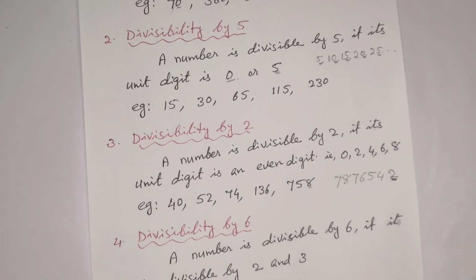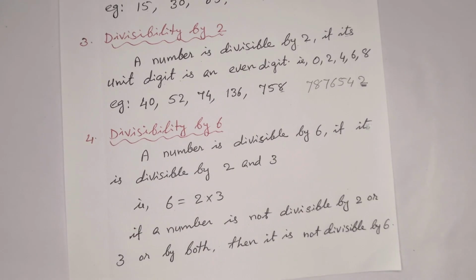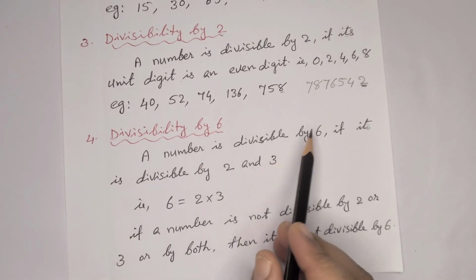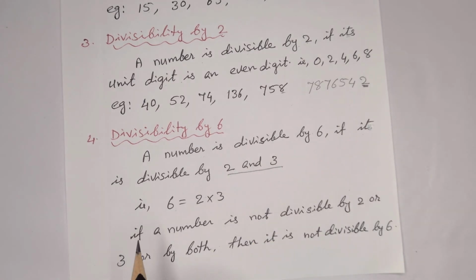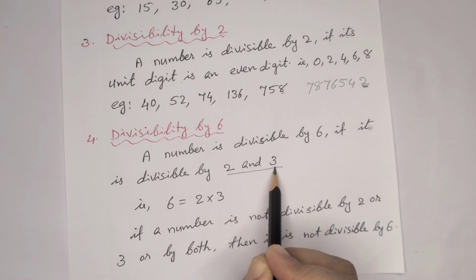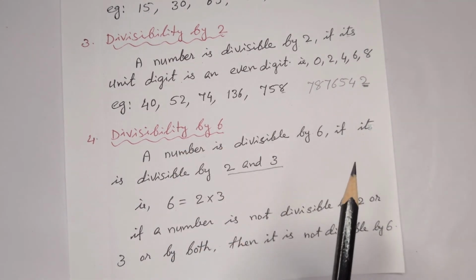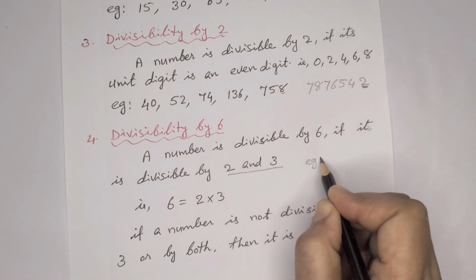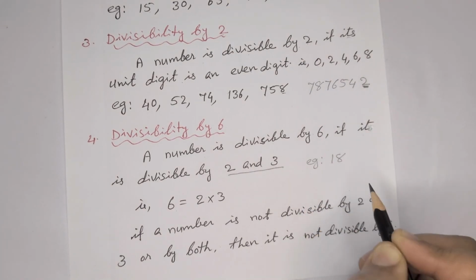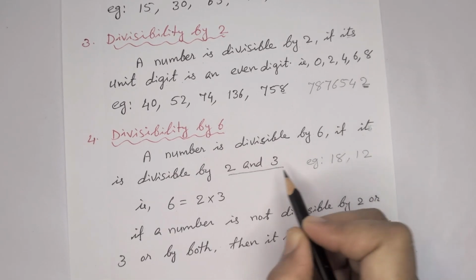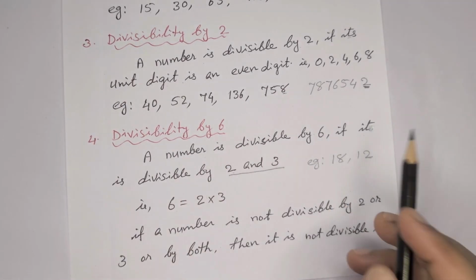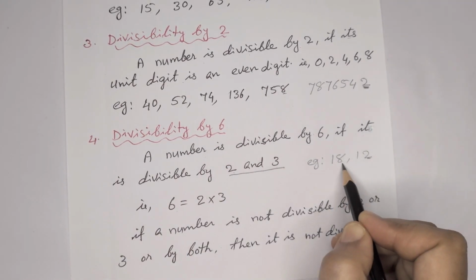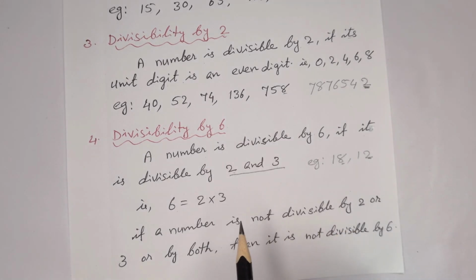Next one is divisibility by 6. A number is divisible by 6 if it is divisible by both 2 and 3. If the given number is divisible by 2 and 3, then that number is divisible by 6. For example, 18 or 12. That is divisible by 2, as we know the divisibility test of 2: the unit place digit is an even digit, then that number is divisible by 2.